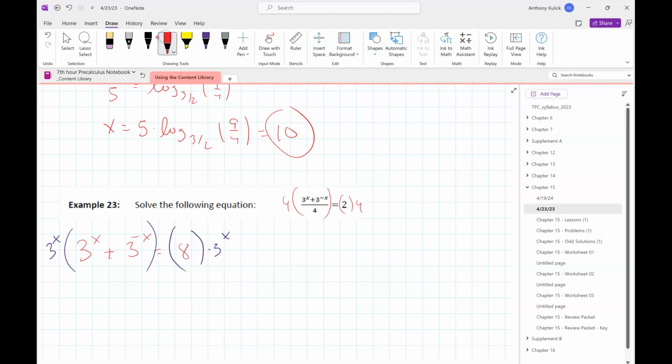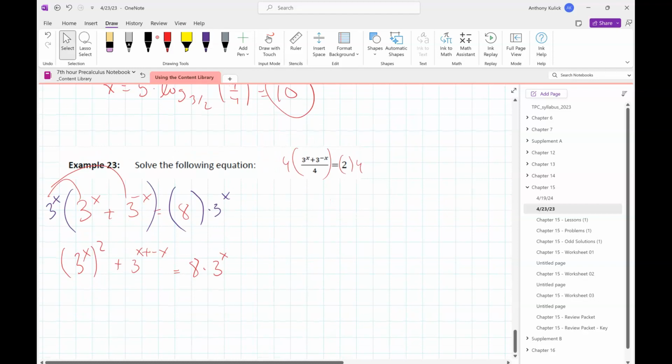So 3 to the x times 3 to the x is like 3 to the x squared. 3 to the x times 3 to the negative x, I add the exponents. So that's going to be 3 to the x plus negative x. And the last one is 8 times 3 to the x. What is x plus negative x? 0. What's 3 to the 0? 1.